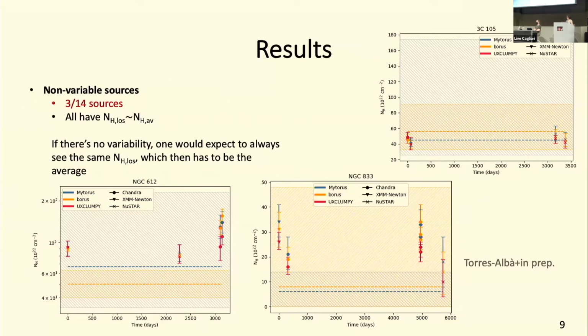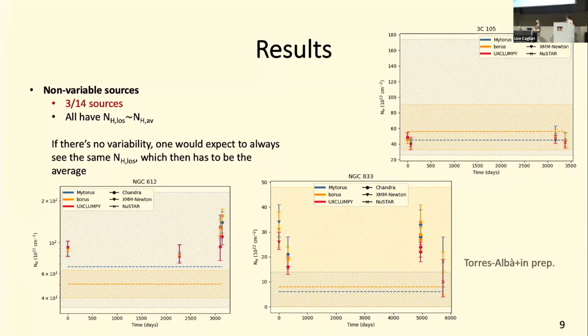This by itself is not surprising, but it becomes a bit more surprising after I tell you the later results. In principle, if we are observing through the torus at different times, piercing different lines of sight, this torus keeps changing, and I always see the same line of sight NH, it's obvious that the average NH of the torus is going to be that one, right? So in this sense, this adds up, this matches.